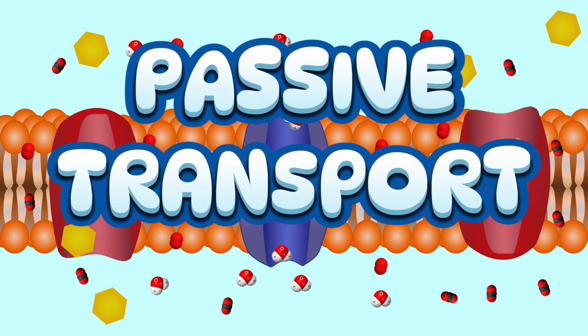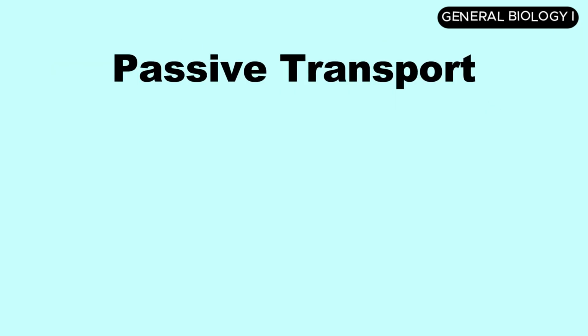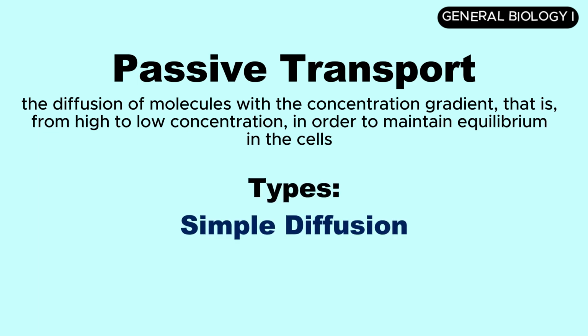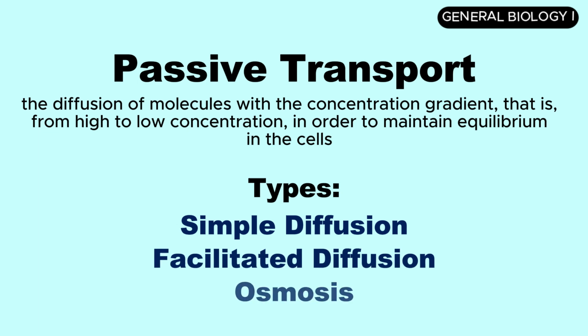Passive transport is how cells move substances across their membranes without using energy. Today, we'll focus on three key types of passive transport: simple diffusion, facilitated diffusion, and osmosis. These processes are crucial for maintaining cellular balance, absorbing nutrients, and removing waste. Let's break down how each of these mechanisms works.